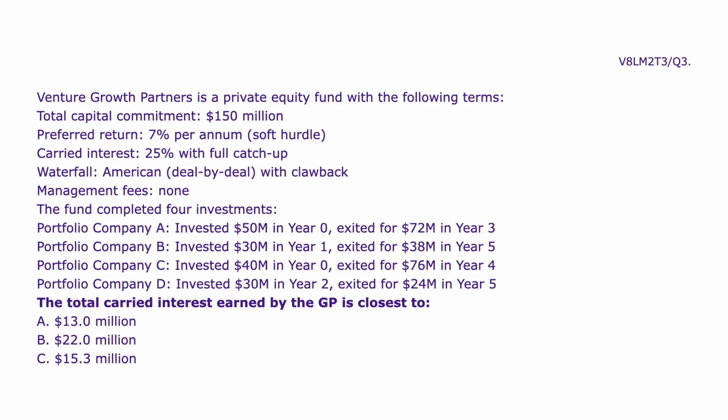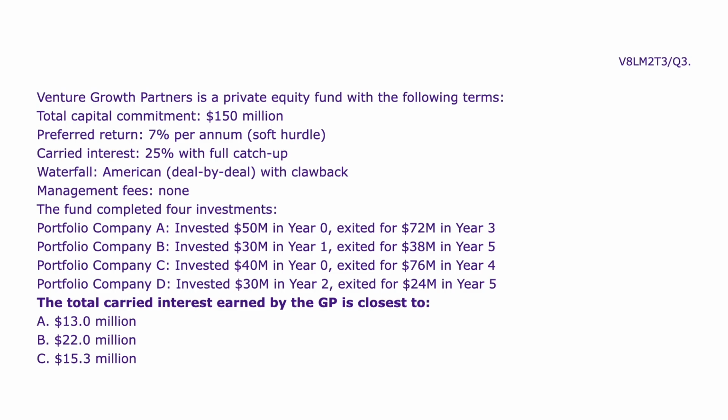Portfolio Company A invested $50 million in year 0, exited for $72 million in year 3. Portfolio Company B invested $30 million in year 1, exited for $38 million in year 5. Portfolio Company C invested $40 million in year 0, exited for $76 million in year 4. Portfolio Company D invested $30 million in year 2, exited for $24 million in year 5.